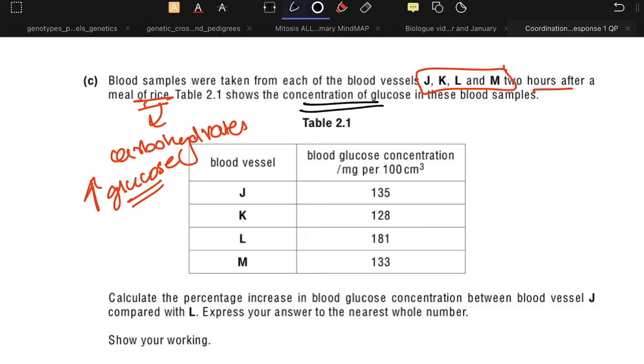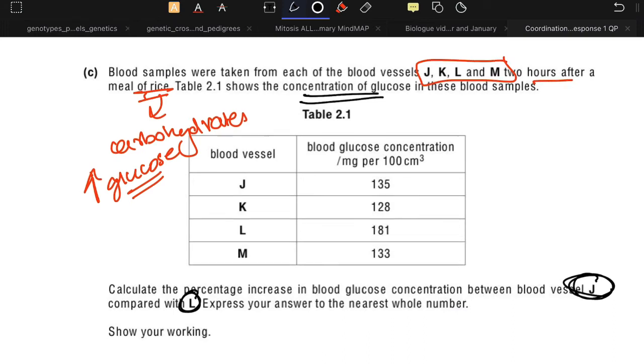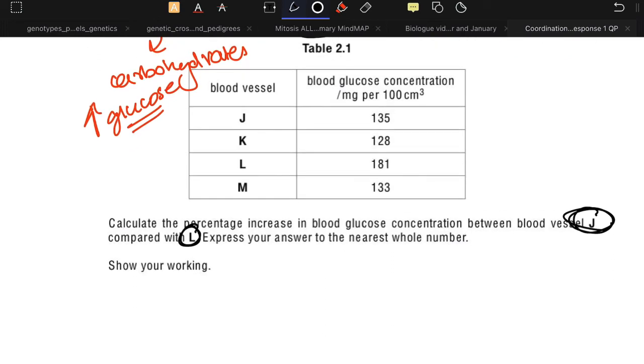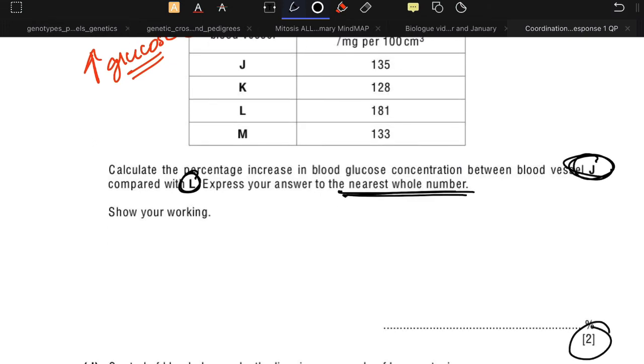Calculate the percentage increase in the concentration of glucose between blood vessel J and blood vessel L. Remember, they will always give you between this blood vessel, between that blood vessel, or between this and between that. So make sure you underline or circle the part that is actually asking for you, and you don't calculate for something else, because then you'll obviously get the wrong answer. Express it to the nearest whole number. This is also very important, because if you don't write it specific to what's being asked, you will lose 1 mark. Alright, and this is 2 marks.